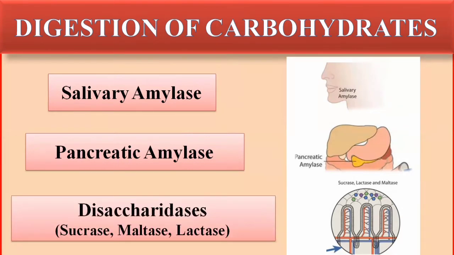The pancreatic juice contains the important enzyme pancreatic amylase. The other enzymes are the disaccharidases, secreted from the succus entericus of the lining of the small intestine. These include sucrase, maltase, and lactase. These are the enzymes secreted by the digestive system and involved in the digestion of carbohydrates. These enzymes are also known as glycosidases.